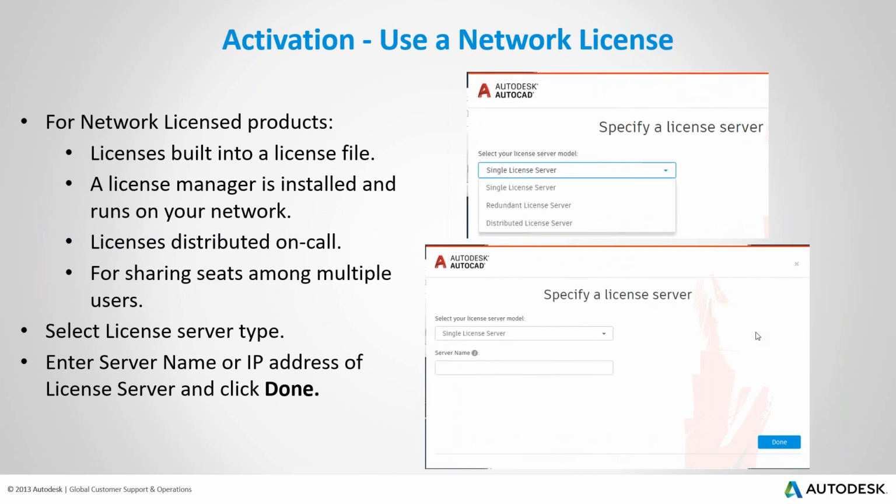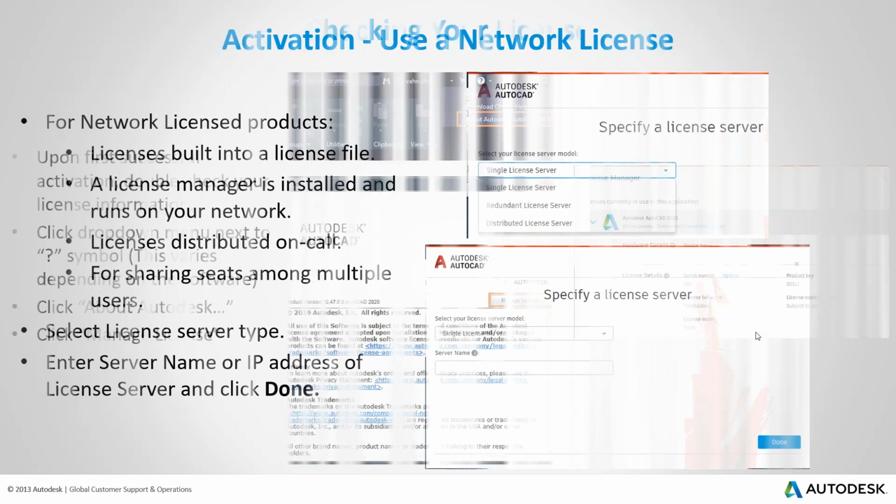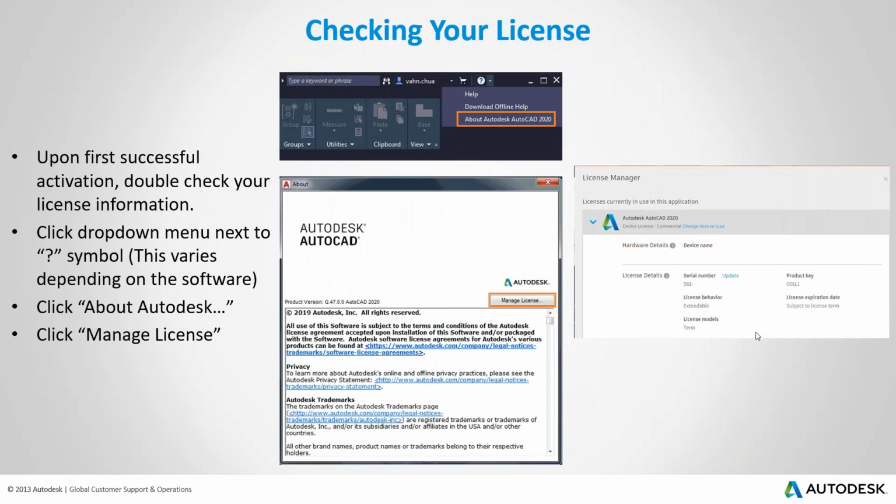All right, for those of you who use network license, you can use the network license option, and then input your license server type, whether it's single license server, redundant license server, or distributed license server. At the bottom you can input your server name, host name, or you can put the IP address of your server as well, whichever works for you. Once you click done, the software will be activated, just like the other methods.